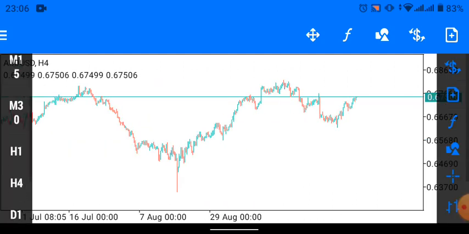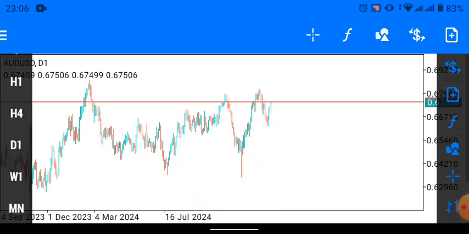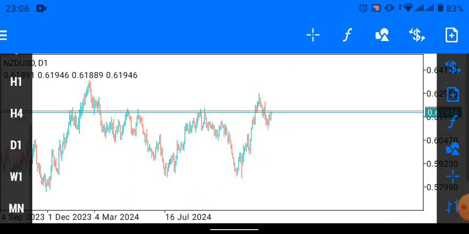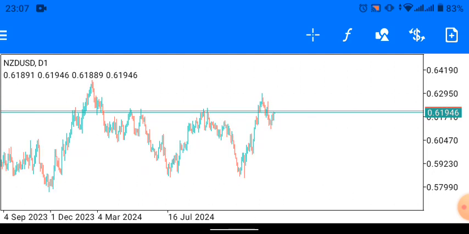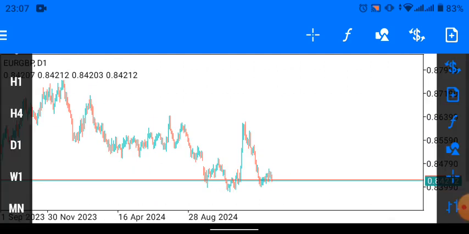Today, I want us to take a look at AUDUSD and NZDUSD. So, some beautiful setups over there, and let's also check at EURGBP.